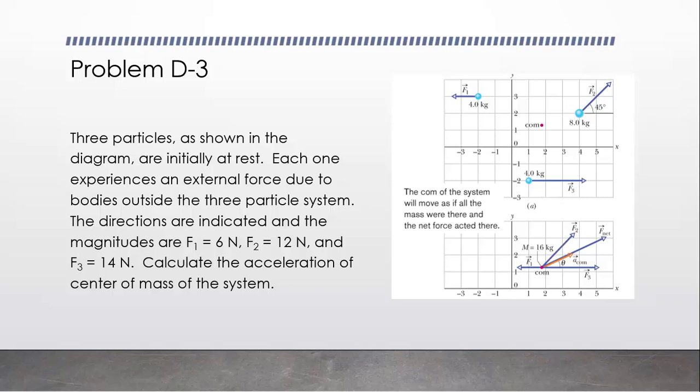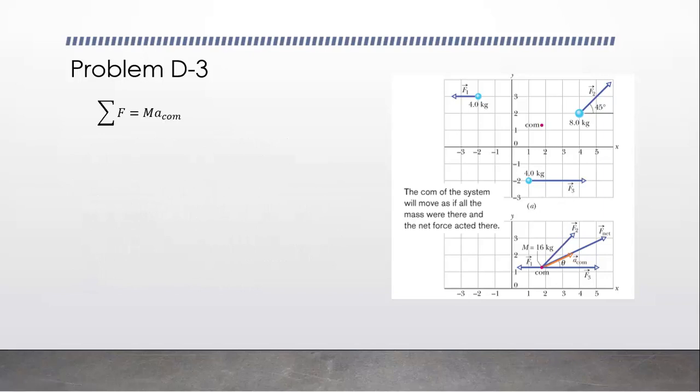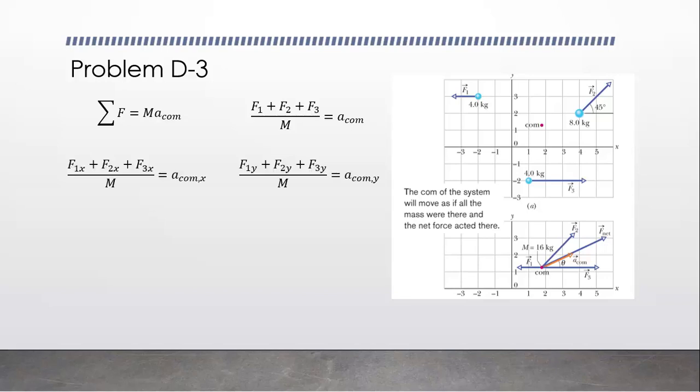So the center of mass of the system will move as if all the mass were there and all the forces were acting there. So I could take force 1 and put it here, force 2 put it there, force 3 put it there, and add those 3 forces to find the net force on the system. So I'm going to say the net force is equal to mass of the system times acceleration of the center of mass. So what this would really be is F1 plus F2 plus F3 over mass is equal to the acceleration of the center of mass. Now, since these forces are acting in both the x and y direction, I'm going to try to find both the x and y components of that acceleration.